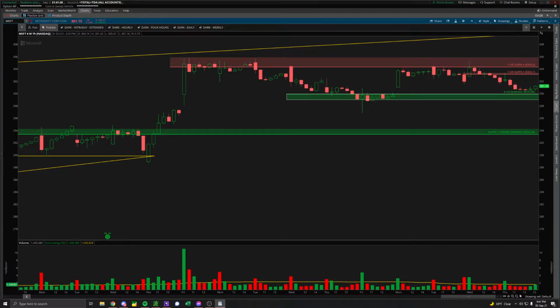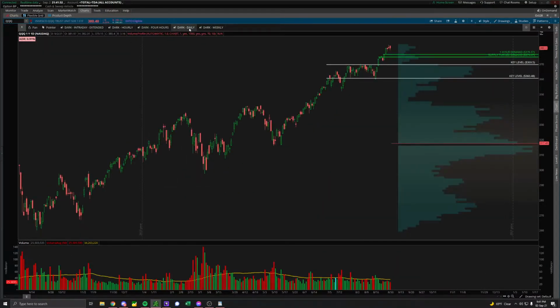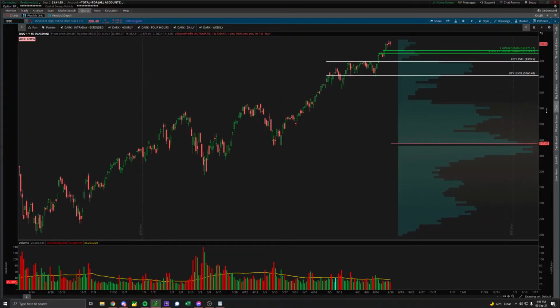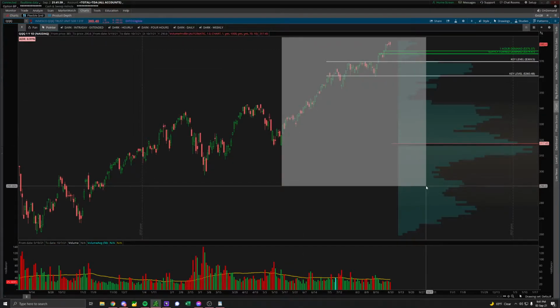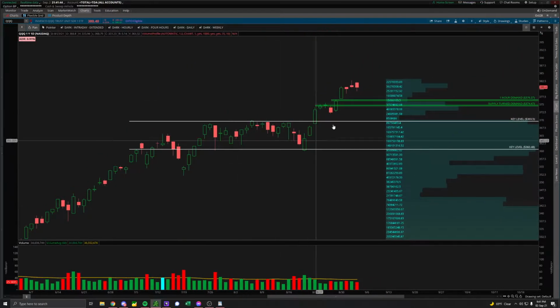So again, let's start off with QQQ. And my thesis for today, I was pretty bearish going into the day. And why was that? Well, it's very simple. We had this shooting star candle form yesterday. Anytime I see that, this tells me that the buyers tried to buy it up, but the sellers quickly took over and they brought the price down, and they ended the day red.